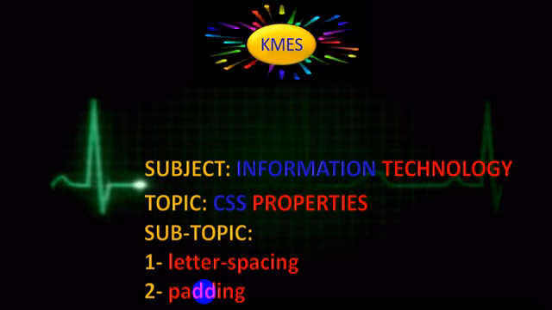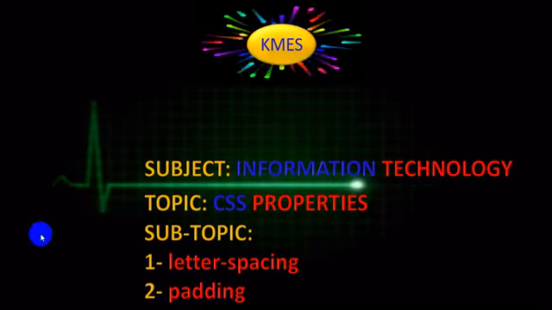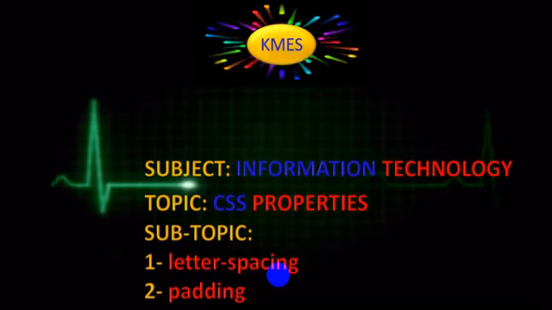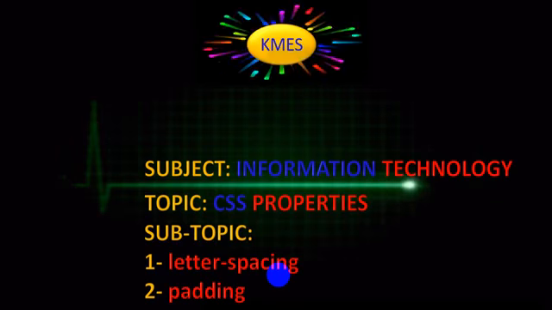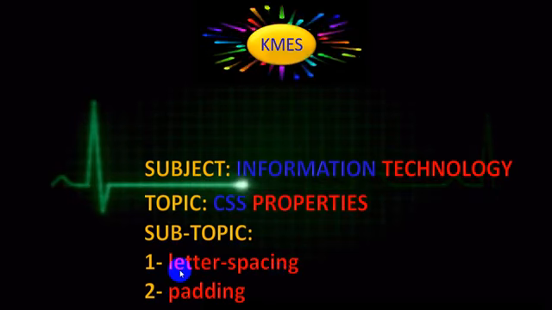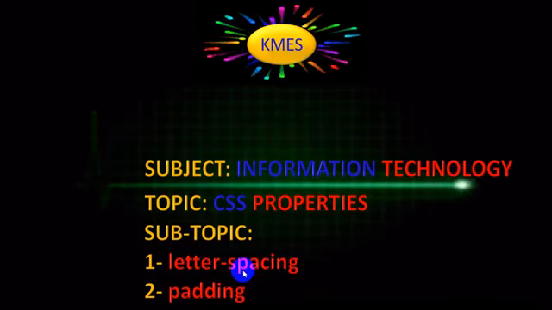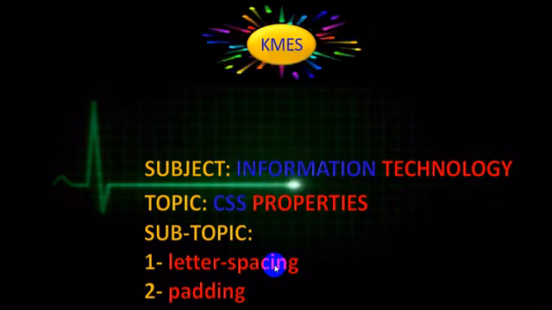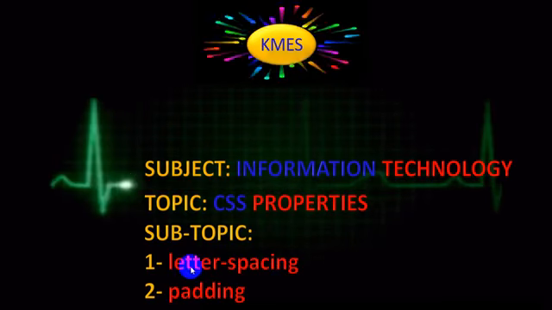Before moving forward, I just want to tell you a little thing about these two properties. The first property, letter spacing, as its name clearly shows us, means we are going to place some space between letters. What is meant by space? Space means we are going to add some blank spaces. Where are we going to add some blank spaces? Between the letters.